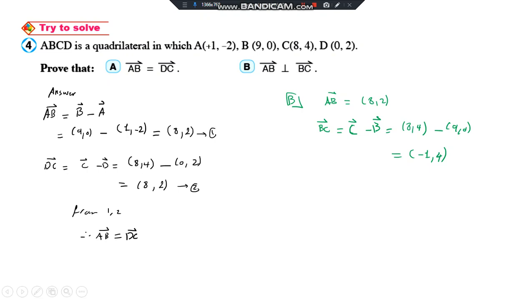So if you want to prove that AB is perpendicular to BC, we'll use the rule x1 times x2 plus y1 times y2 equals 8 times negative 1 plus 2 multiplied by 4, so negative 8 plus 8 equals 0. Therefore AB is perpendicular to BC.